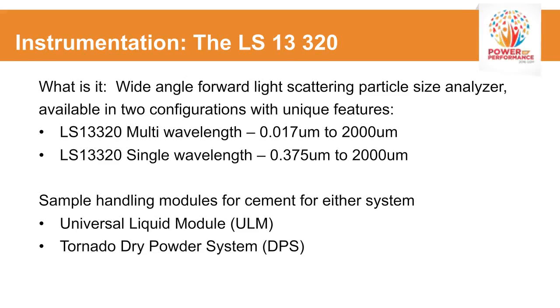The LS13320, of course, the name comes from the number of the ISO standard, mainly because this was the first instrument to truly follow the full ISO standard, and LS stands for light scatter. There are two types of models in the optical bench, which we'll get into in detail in a moment. Basically you have a multi-wavelength optical bench, which, if you're running liquid-based samples, can cover 17 nanometers to 2,000 microns in a single scan. And then there's the single-wavelength optical bench. It has less optics in it, does not have the bottom end optics, and so you're covering 0.375 microns to 2,000 microns.